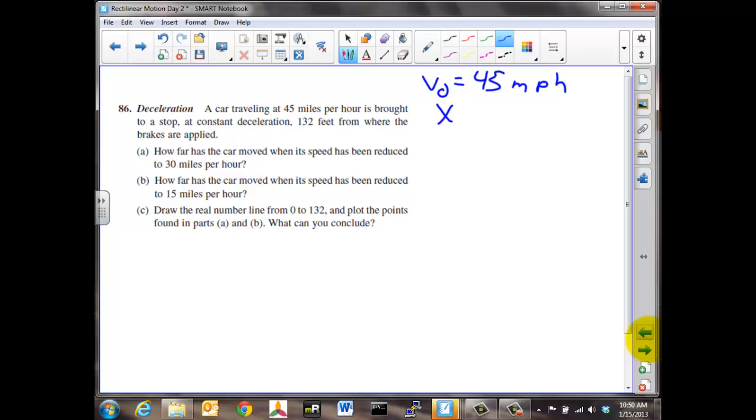What about position, Miranda? All right, so you're saying the initial position is 132? Okay. She says the initial position is 132 feet. I'm going to choose to change that. I'm going to say that the initial position is 0, because I like working with 0 better than 132.